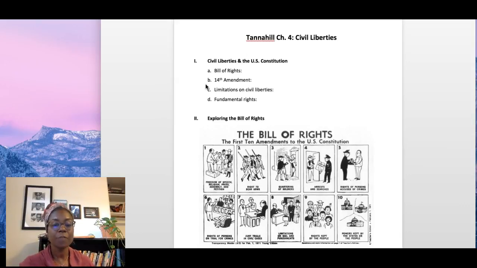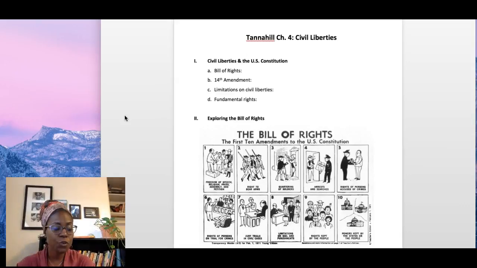So you'll receive copies of the Constitution in class. And what we will do is have a chance to go through the entire Bill of Rights, all 10 amendments, and discuss their relevance and why they're important even today. So the Bill of Rights is constituted by the first 10 amendments of the Constitution. The 14th Amendment, which actually comes after the Bill of Rights, is also really important with regards to civil liberties.